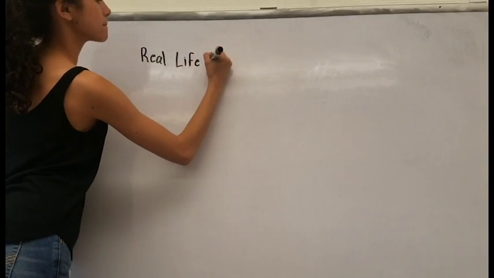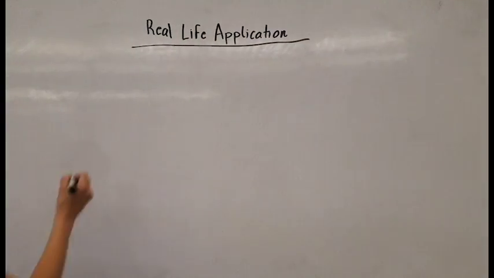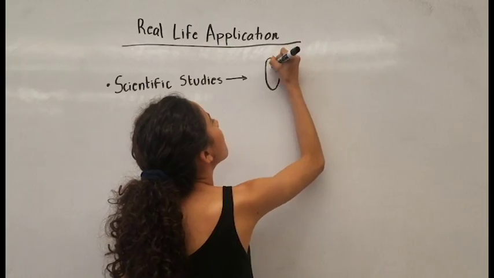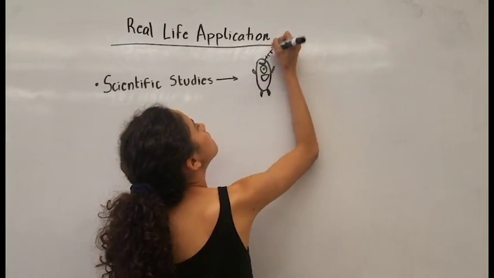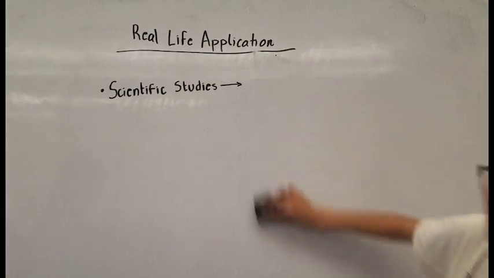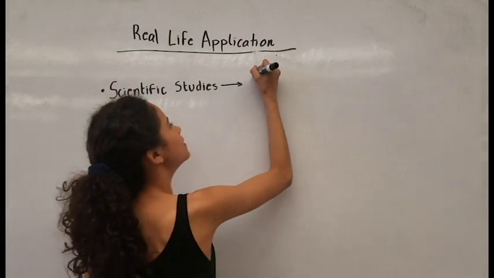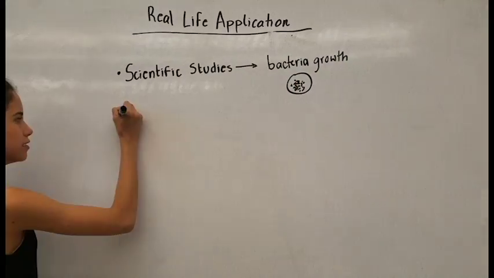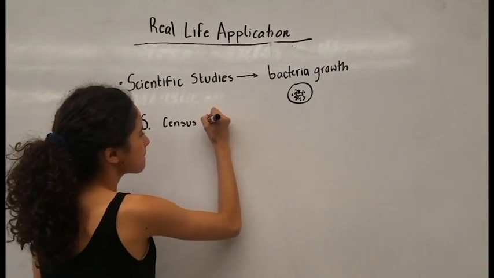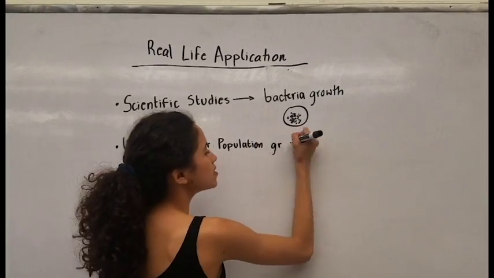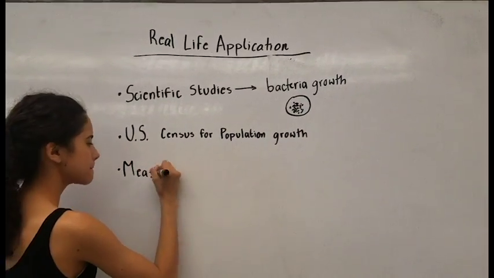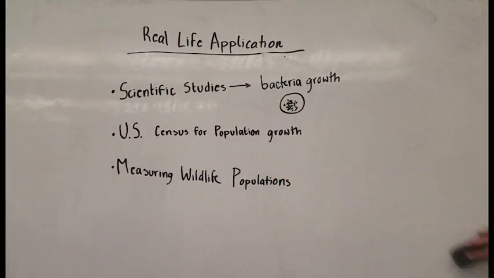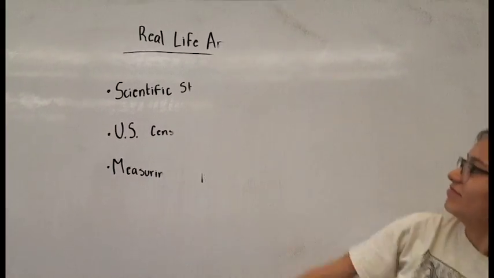In real life, we can use this model to conduct scientific studies researching microorganisms like plankton. But we don't like plankton, so we're just going to say bacteria growth. Just as Verhulst did, we can use the logistic growth to predict U.S. population through census that are done every 10 years. Lastly, the most common real-life application is the wildlife populations for creatures like fish and chupacabras.